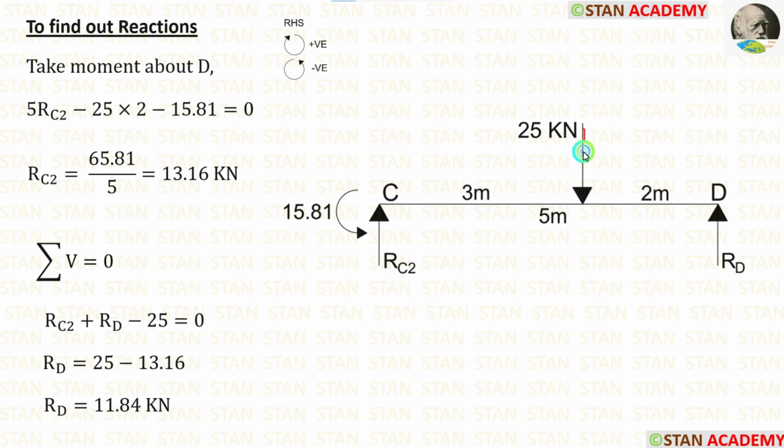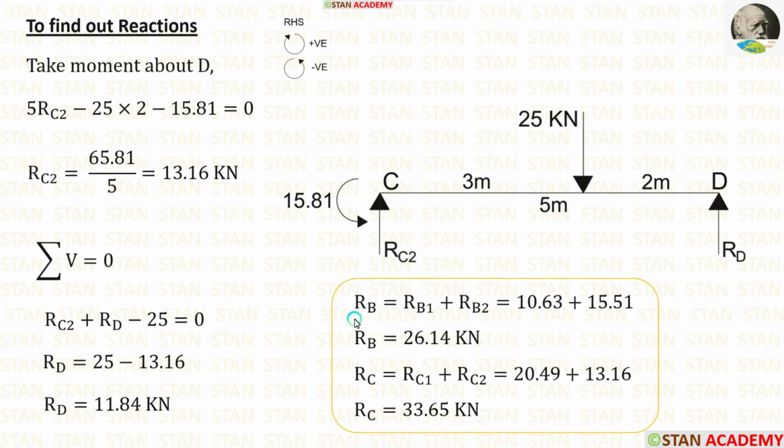The point load 25 kN is acting towards the point D in the anticlockwise direction, so it will be negative, and the distance is 2 meter, so minus 25 into 2. This moment is acting in the anticlockwise direction, so it will be negative. Finally, we are getting RC2, which is equal to 13.16 kN. Using the rule summation of vertical forces is equal to 0, we can calculate RD. After calculations, we are getting RD, which is equal to 11.84 kilonewton.